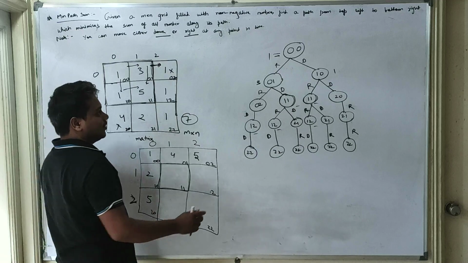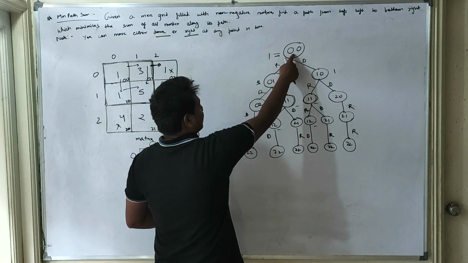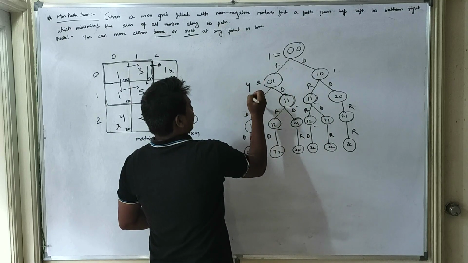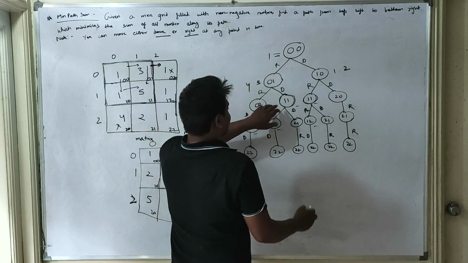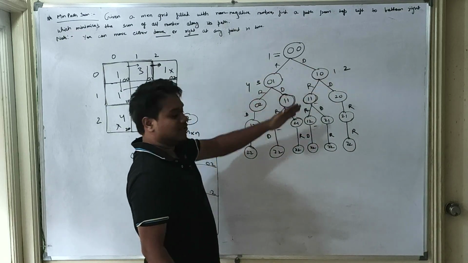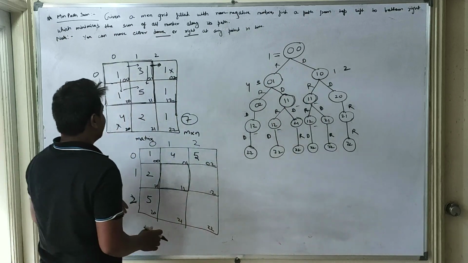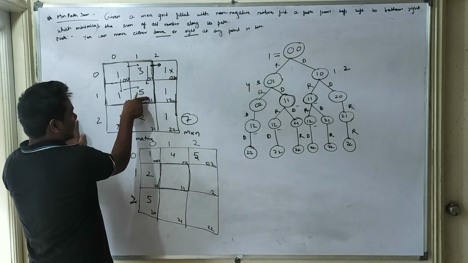How do we find it? What is the minimum path sum for 0 1? The minimum path sum is 3 plus 1, that is 4. For this cell it is 2. Now we want the minimum path sum either by going down or by going right. These are the only two ways we can go to 1 1, either by going down from 0 1 or by going right.